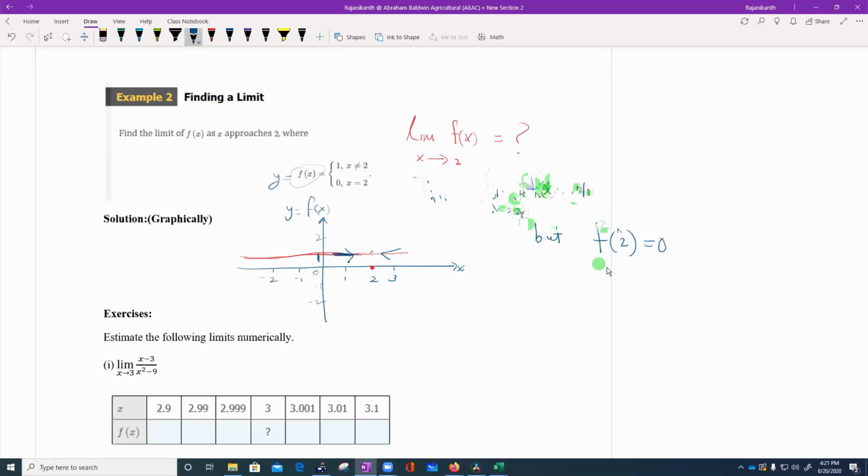One is the limiting value, one is the function actual value, right? The limiting value may not be the same as your function actual value, may or may not be equal. Okay, no confusion. These two are different things, finding the limit and finding the actual value of the function. So this is the actual value, this is the limiting value, right?